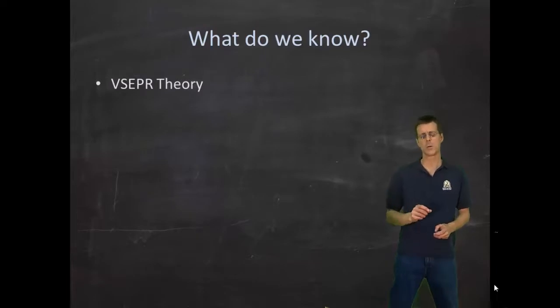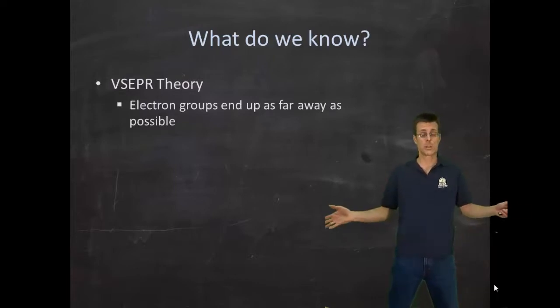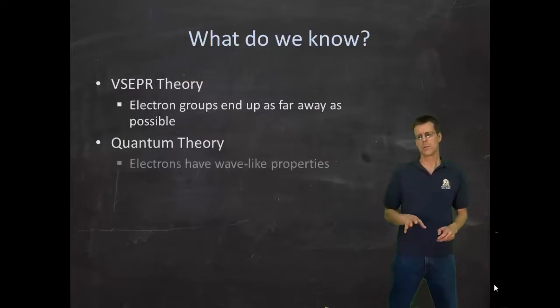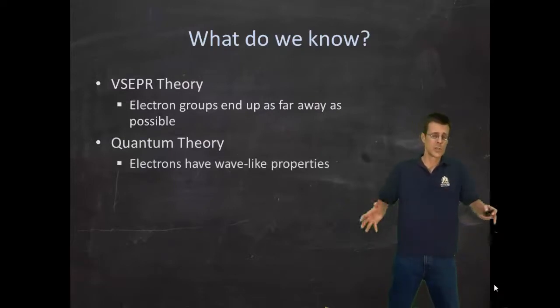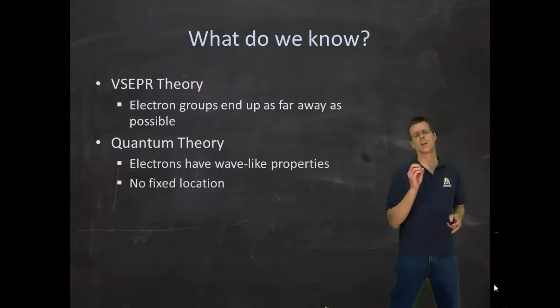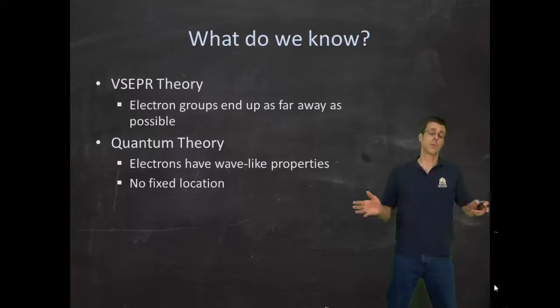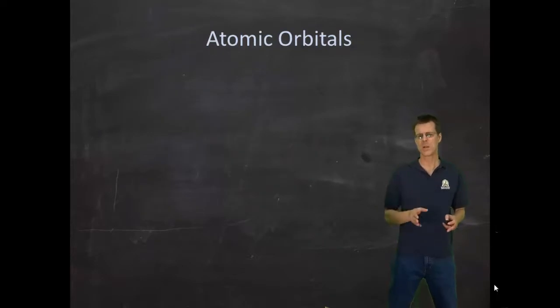VSEPR theory, as we know, says that electron pairs, whether they're in bonds or as lone pairs, are going to be as far away from each other as possible, electrons repelling electrons. Quantum theory says that electrons exist in orbitals, or regions of probable distribution, and that they have wave-like properties. A key part of that, of course, is that they do not have a fixed location, which means they can be anywhere they want. And that's going to be kind of handy.